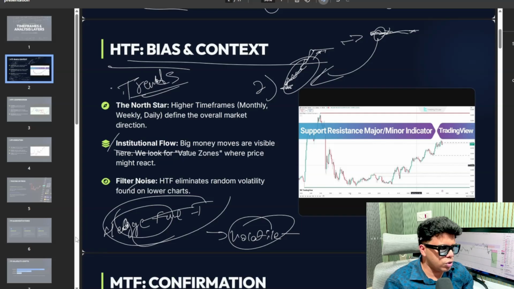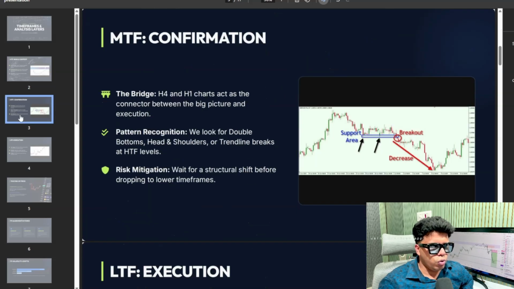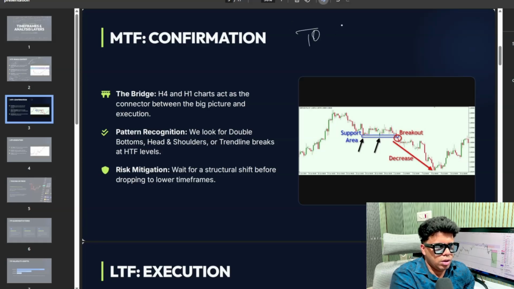So the next one, the medium time frame. The medium time frame is going to give a confirmation. In the higher time frame, you can understand the trend, what trend is going on in the markets.